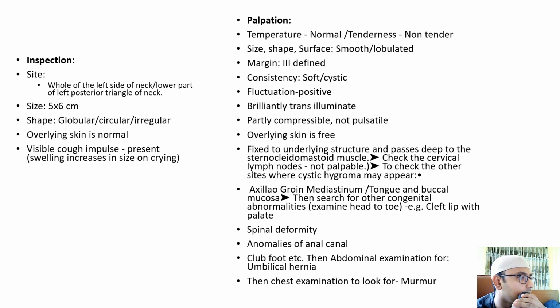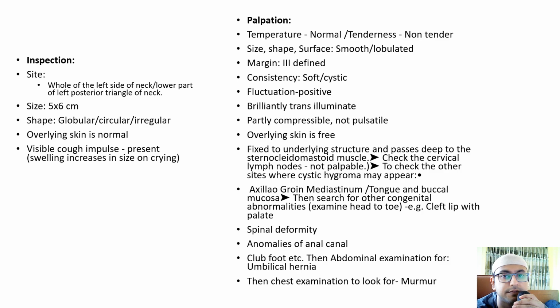In children, the swelling increases in size on crying. In palpation, the temperature is normal and it is not tender. The surface is smooth or lobulated, the margin is ill defined, the consistency is cystic, the fluctuation test is positive, it is brilliantly transilluminant and partly compressible, and not pulsatile. The overlying skin is free, the swelling is fixed to underlying structures and passes deep to the sternocleidomastoid muscle.